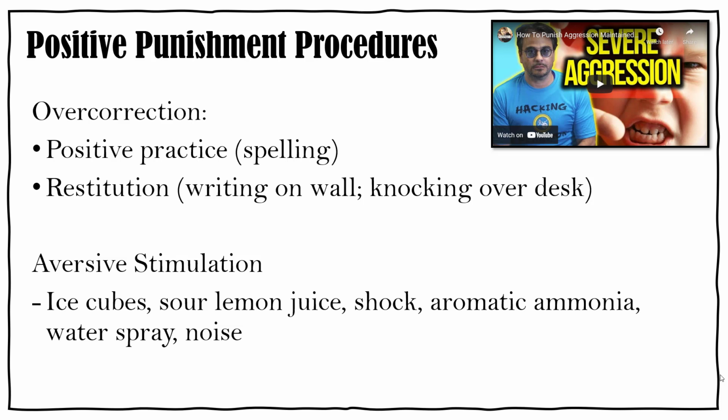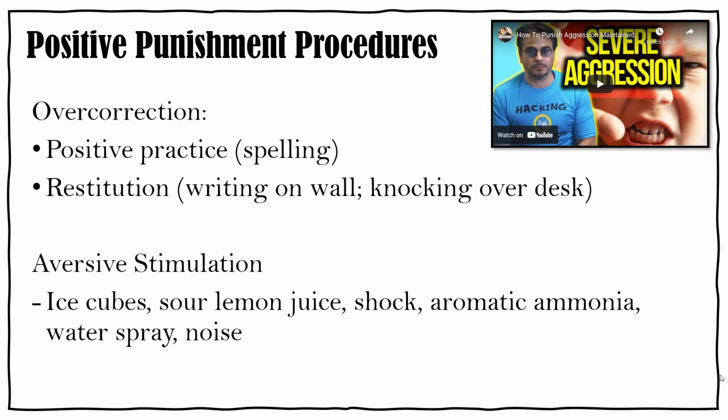With the sour lemon juice, this was done with a kid that was about 6 months old, and basically the kid would engage in what we call rumination. So the kid would regurgitate their food back up into their mouth. So they weren't actually digesting their food and getting the nutritional benefits from their food. So they put sour lemon juice in their mouth to stop that behavior.